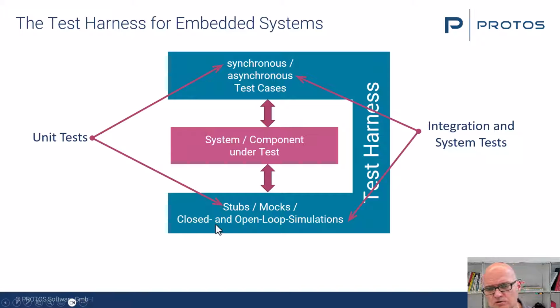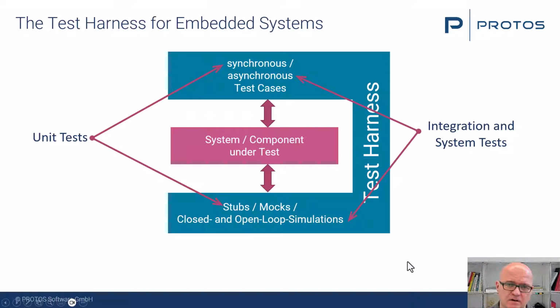You need closed and open loop simulations. For example, if the system expects a motor, because it's a motor control system, you need to simulate the motor, because if it's not attached to the system, your system fails immediately and you do not even get to the point where you actually can test something.